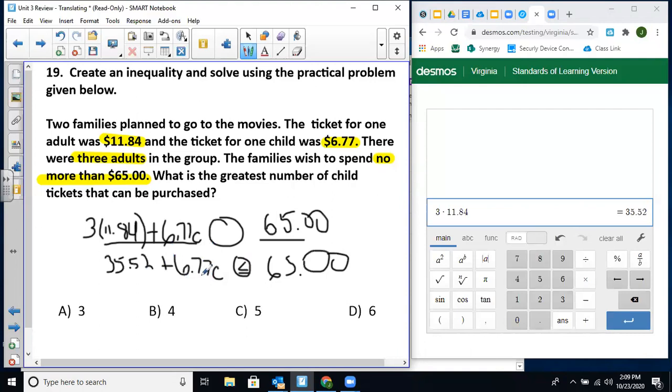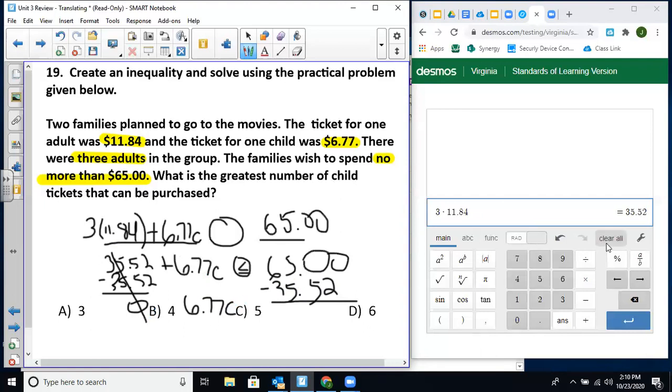All right, so to solve for how many kids we can bring, we have to solve our inequality. First, we're going to get our zero pair here by subtracting 35.52 from both sides. And I apologize for my messy writing here, guys. I know it's tough. Well, this is 0, so I can cancel that out, and I can bring down my $6.77 C, because we're still trying to figure out how many kids we can bring.